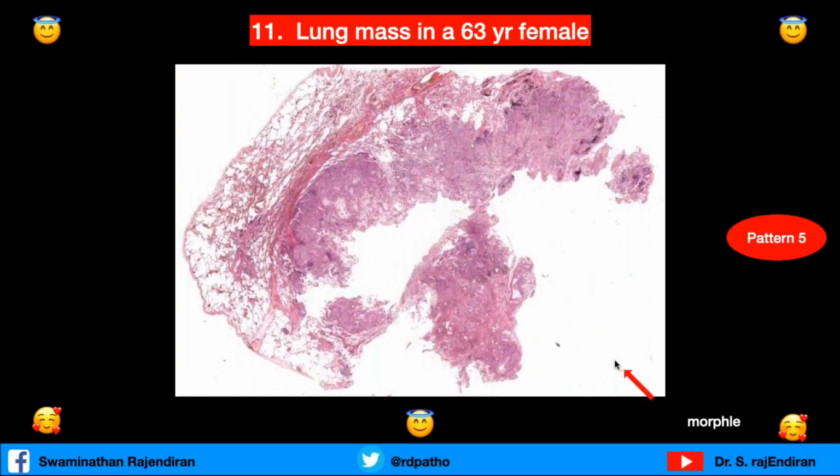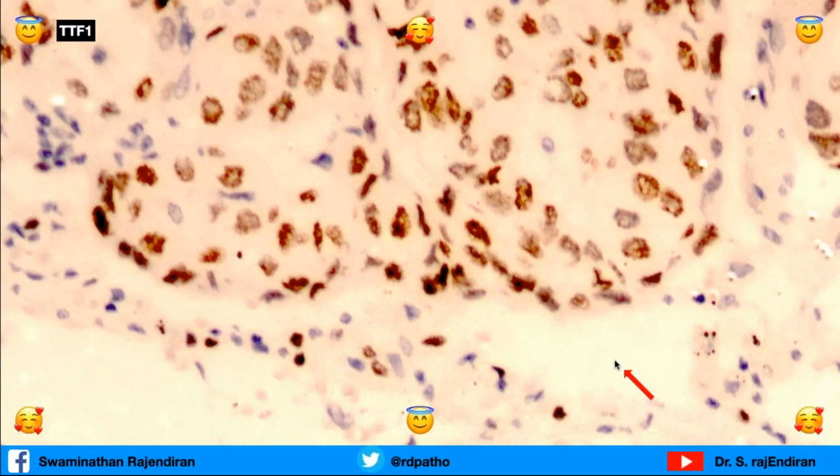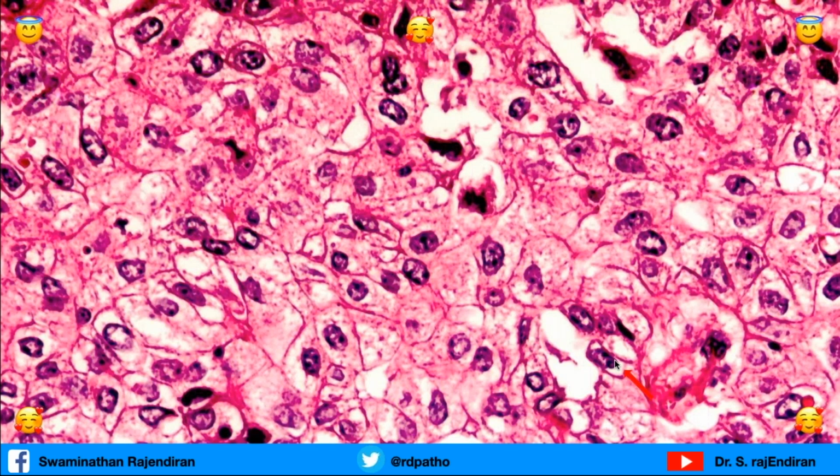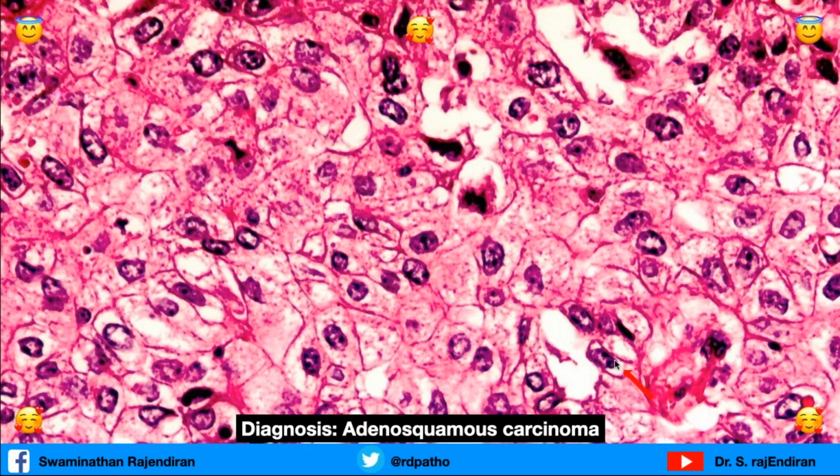Okay, for adenosquamous carcinoma, p63 and TTF1 should be positive. Even if it is squamoid and TTF positive, we have to think of adenosquamous, even in case of p63 negativity. So this is predominantly looking like squamoid, but since TTF is positive, we have to call it adenosquamous carcinoma.